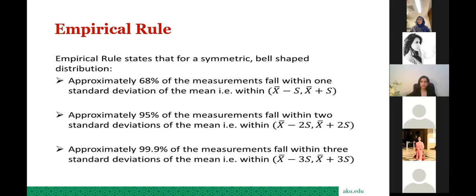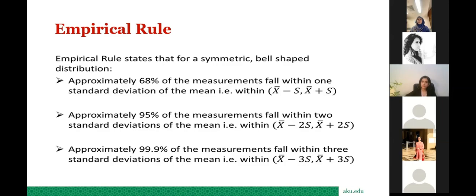Talk about normally distributed data. You must have come across this term, bell-shaped distribution, right? Or we can also say symmetric bell-shaped distribution. So what is this bell-shaped distribution? When we talk about the normality of the data, it is the empirical rule. It actually states this symmetric bell-shaped distribution.